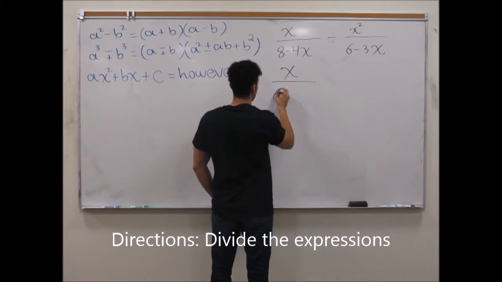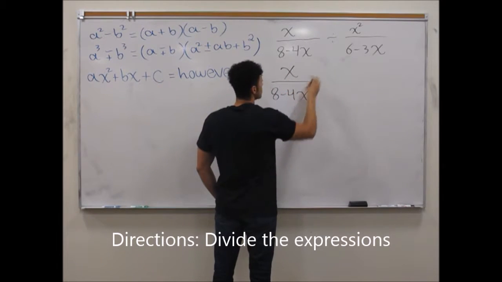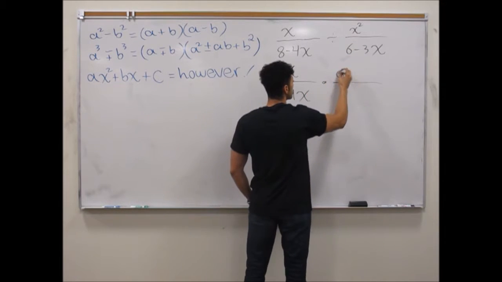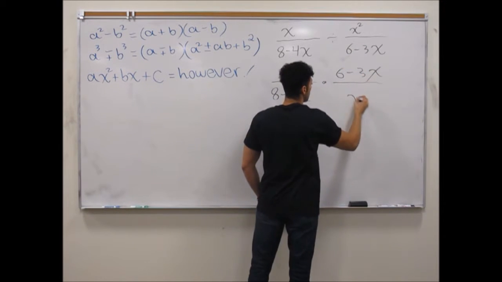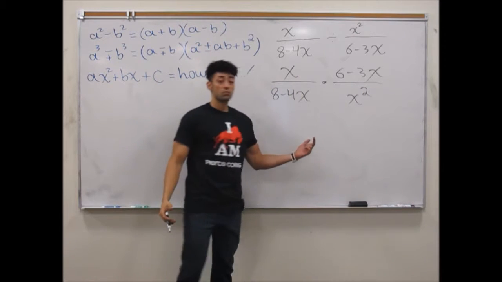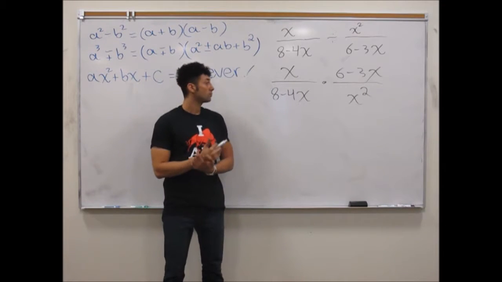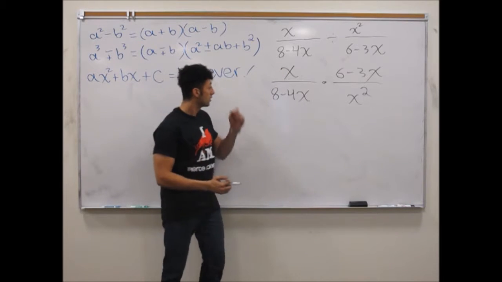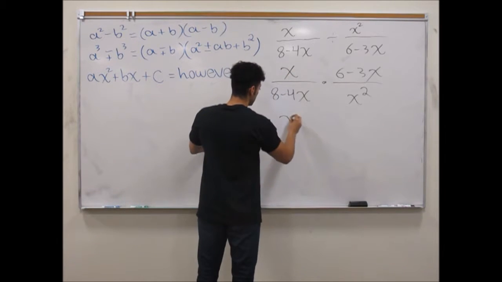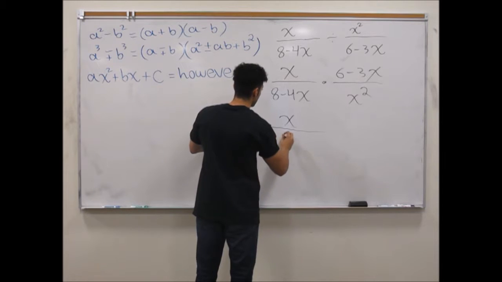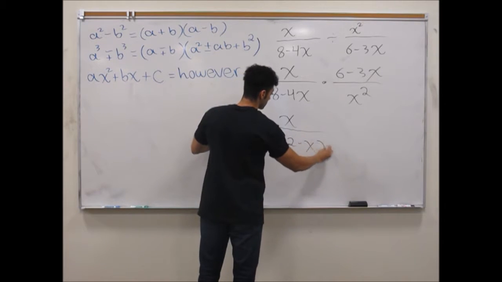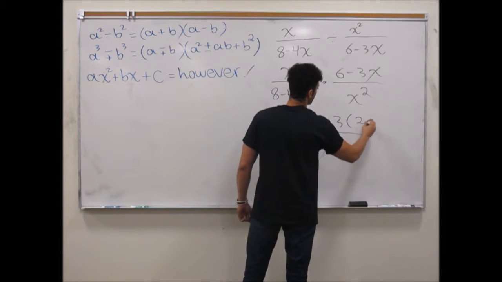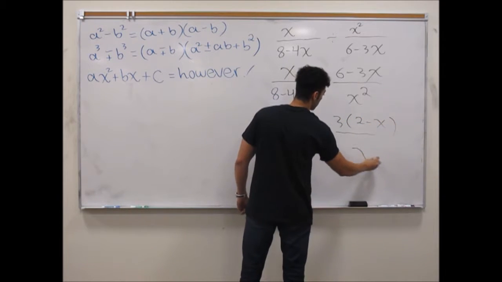So x over 8 minus 4x, we're going to change this division to a multiplication, but we're going to take the reciprocal of this. So 6 minus 3x over x squared. And now it's just like we're doing a multiplication problem, just like we did before. That's our only step now with division. So we can't factor that. Factor out a 4 out of here to get a 2 minus x. Factor out a 3 out of here to get a 2 minus x squared.